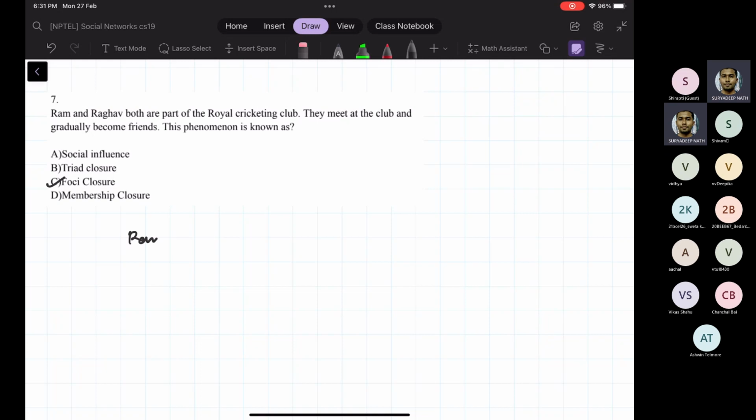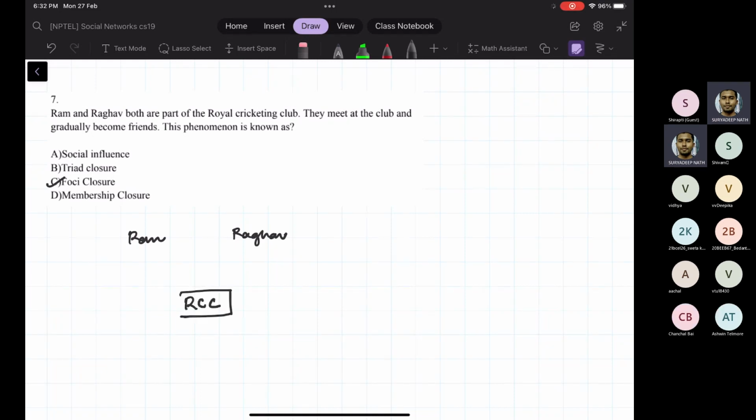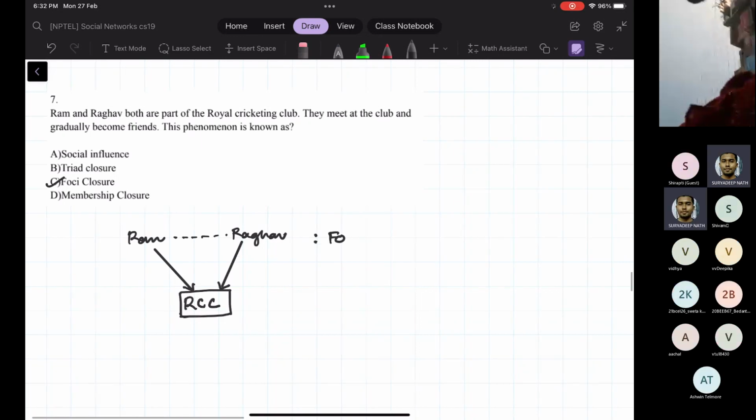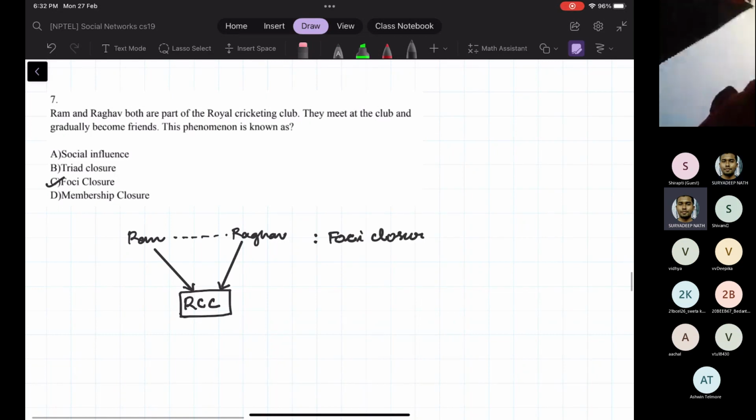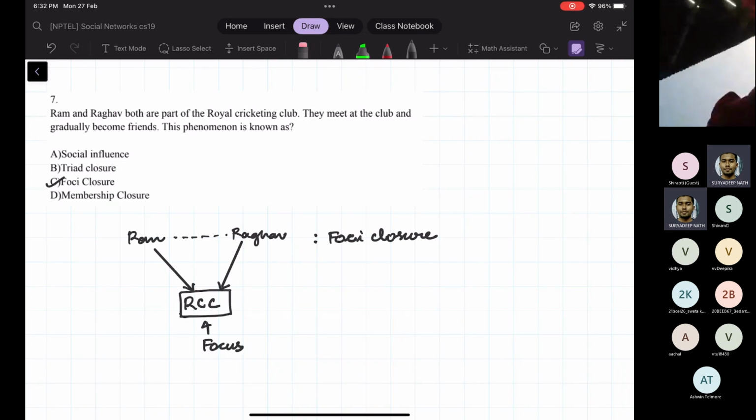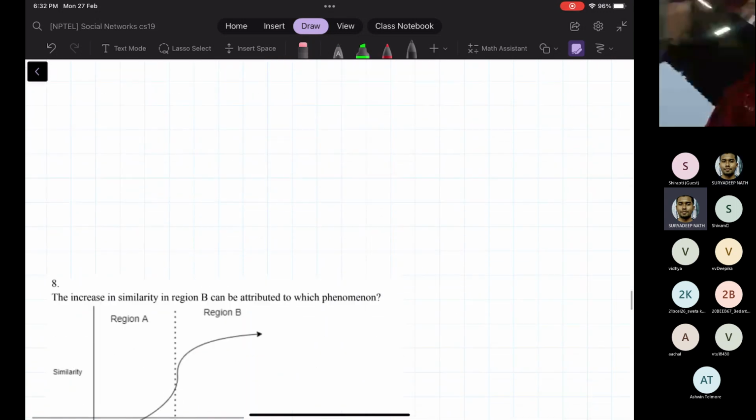So Ram and Raghav, you have the Royal Cricketing Club, let's call this RCC. They both come here and then their friendship develops. So this is just like a foci closure. This is the focus of their friendship. So option C is the correct answer.